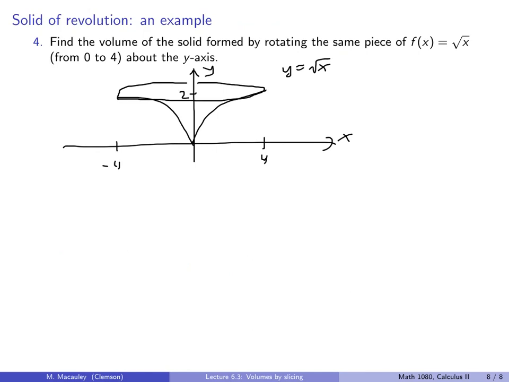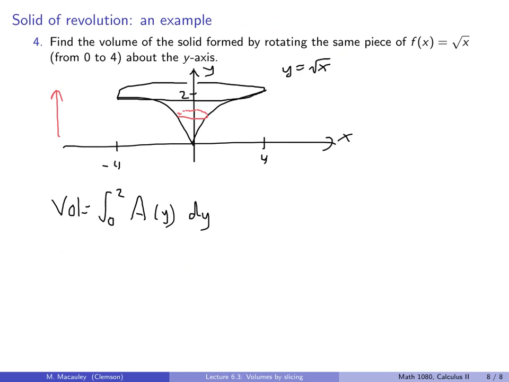Okay, so now notice we're revolving around the y-axis, so we want to integrate in the y direction. So our slices are going to be something like that. So let's write down our formula. The volume is the integral from 0 to 2 of the area of one of these slices. It's a function of y now, times dy. So let's figure out what this area of a slice is.